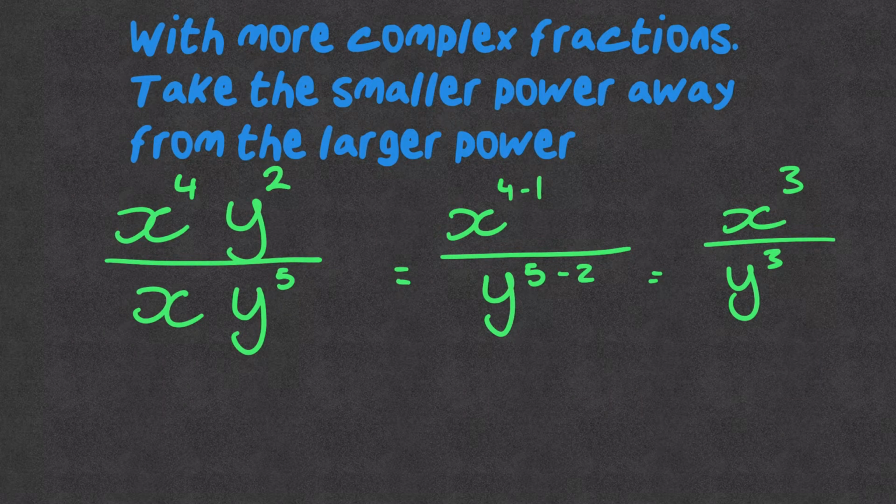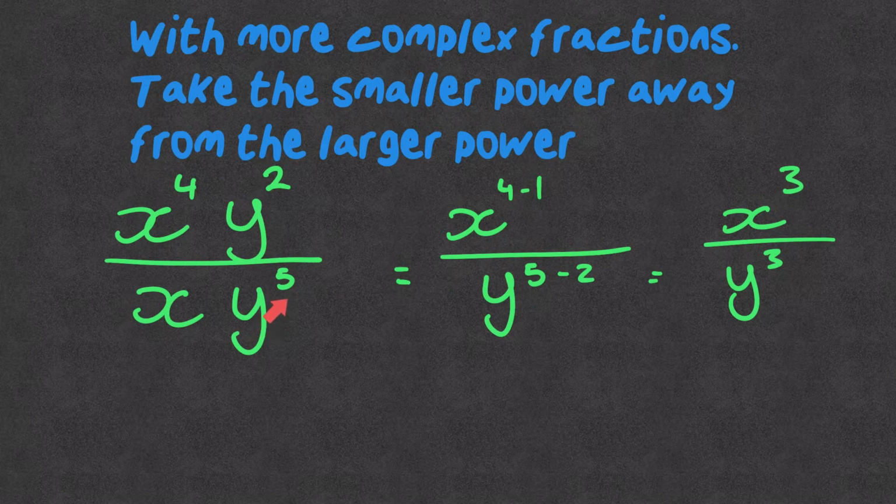When the fractions get a little bit more complex, there's a couple of rules you can use, but I find it's easiest if you just take the smaller power away from the larger power. So when you've got a fraction like x to the 4 and y to the 2 over x to the 1 and y to the 5, just deal with the pronumerals by themselves. x's deal with x's, y's deal with y's. Smaller number here is the 1, so you take the 1 away from the 4. So 4 take 1 equals 3.